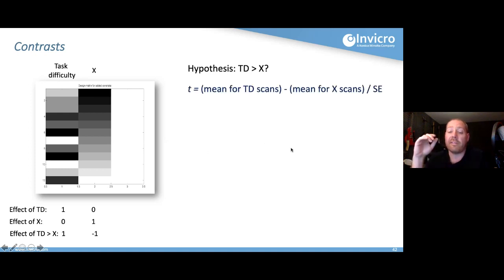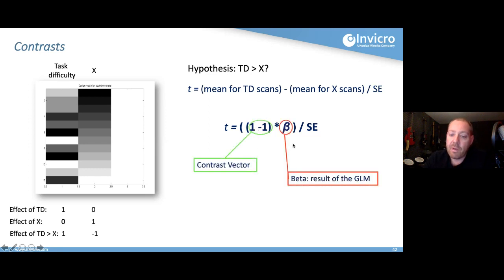The generalized formula for a t-value is the mean of one thing minus the mean of another thing over the standard error. In this implementation of the GLM, it falls out like this: your contrast vector multiplied by the beta values, over the standard error. I know that's hard to grasp, and I've gone through it really quickly, but I don't have much of a choice. There are other things that you can read up on if you really want to read about this.